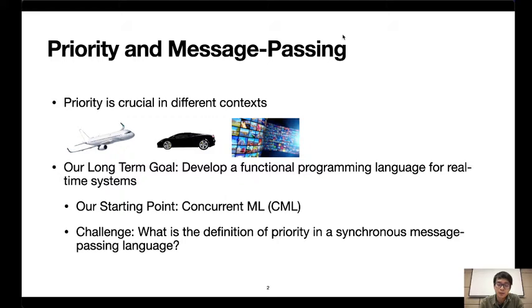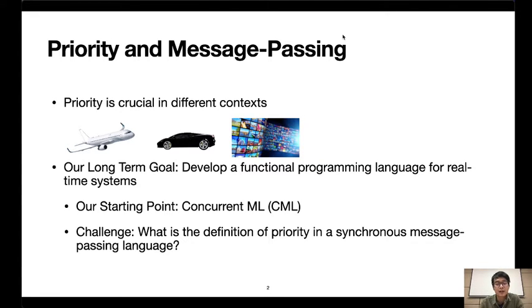And our starting point will be using Concurrent ML. CML is a synchronous message passing language. It provides robust primitives for programmers to construct multi-threaded code in the message passing context. And the challenge here is we want to know the definition of priority in a synchronous message passing language.